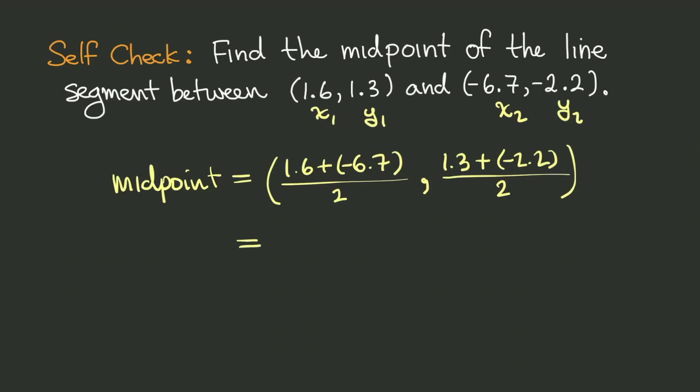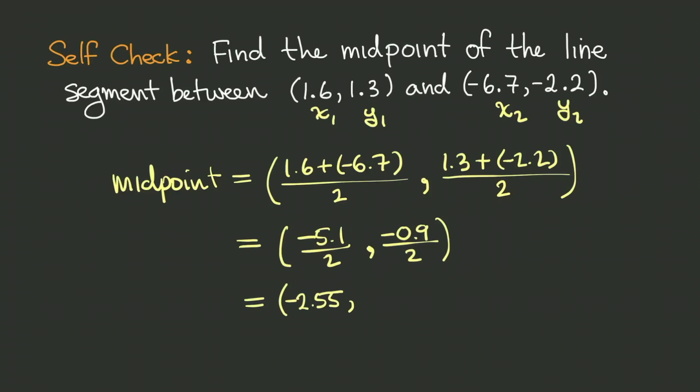And now let's work out the numerators. So when I take 1.6 plus -6.7, I'm going to get -5.1 divided by 2. And when I take 1.3 plus -2.2, I'm going to get -0.9 divided by 2. And so my final answer is going to look like -2.55 and -0.45. And we'll leave it like this because we weren't asked to round it at all in this question.